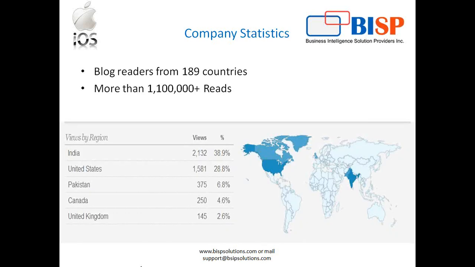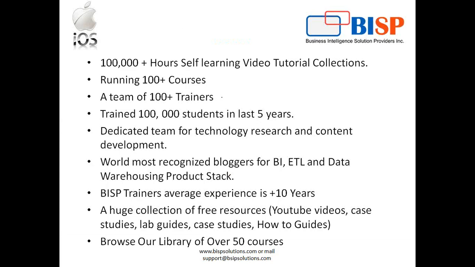What are the company statistics? I'd like to tell you we have blog readers from more than 189 countries and more than 1,100,000 blog reads. In the statistics viewed by region, the top countries are India, United States, Pakistan, Canada, and United Kingdom. These are the countries where our blog views come from. And apart from that, we provide 100,000 hours of self-learning video tutorials. We have been running 100+ courses with more than 110 trainers, and we have trained more than 100,000 students in the last 5 years. That is a great credible record that we hold in various technologies.